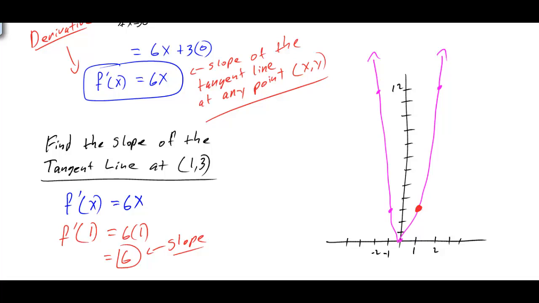So if we were to draw our tangent line, the slope of this line here, the rate of change, and our tangent line touches this point at 1, 3. So the rate of change here would be 6, which means you would be going over 1 and up 6.